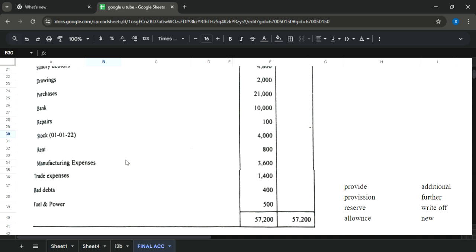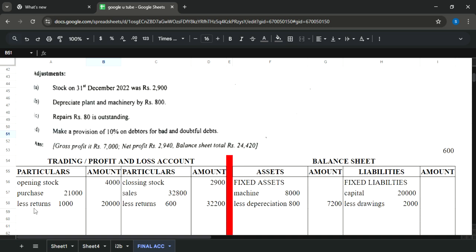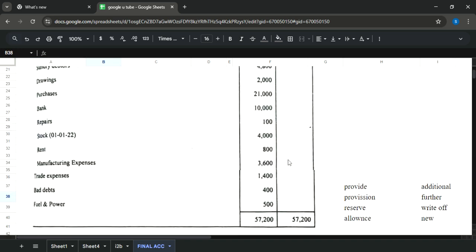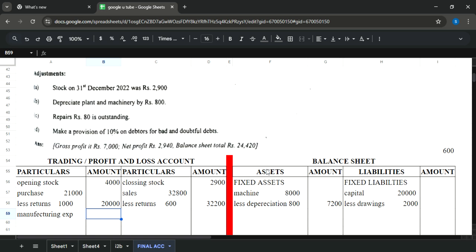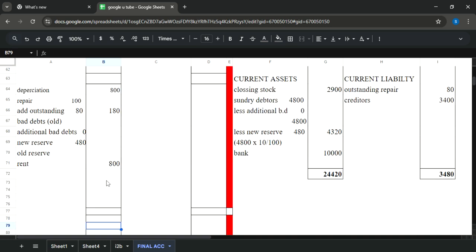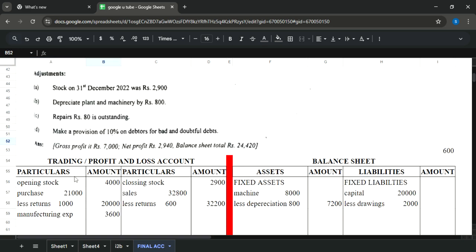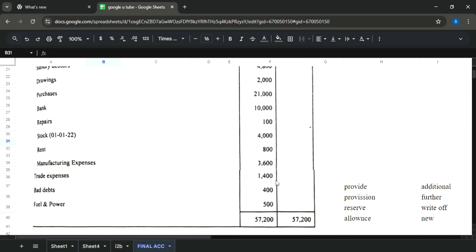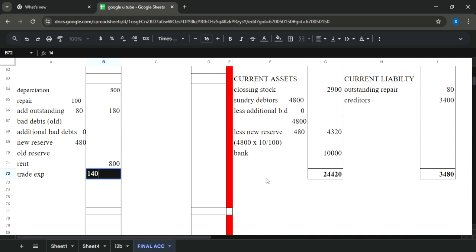Alright guys, manufacturing expenses 3600. You will choose direct expense, manufacturing expense, the amount of which is 3600, mention over here. After manufacturing, we have trade expenses, which is an indirect part. So you will come to indirect expenses, trade expense, the amount of which is 1400, write down.